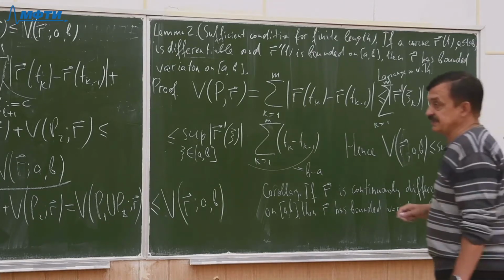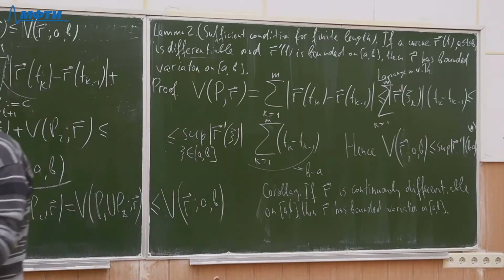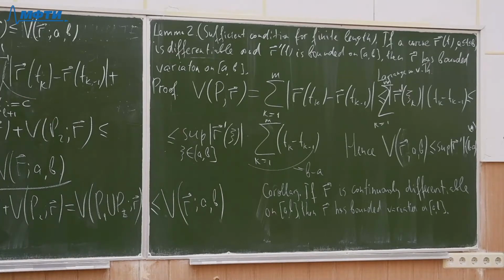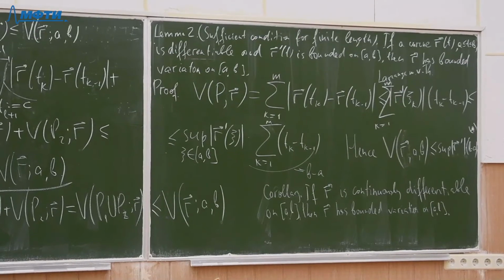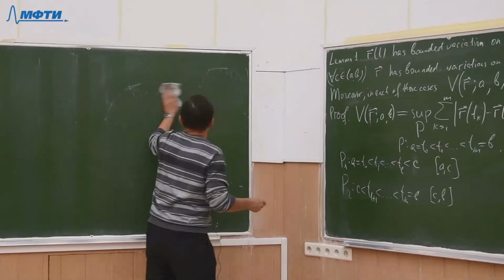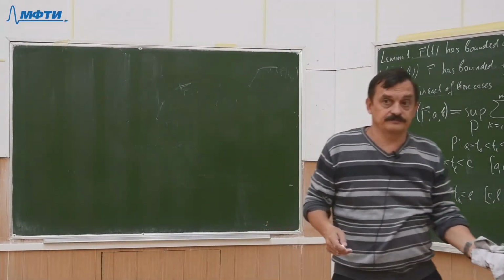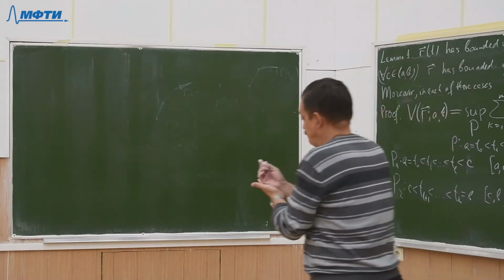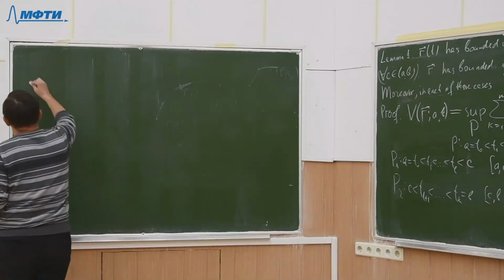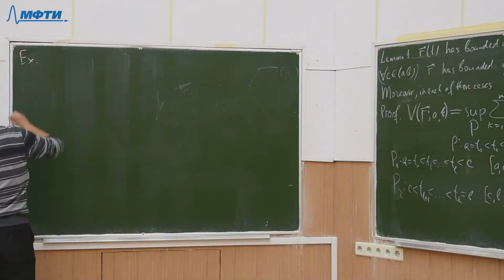Let me give an example of a bad situation, when a function hasn't bounded variation, or in other terms, when the length is infinite. So, example.